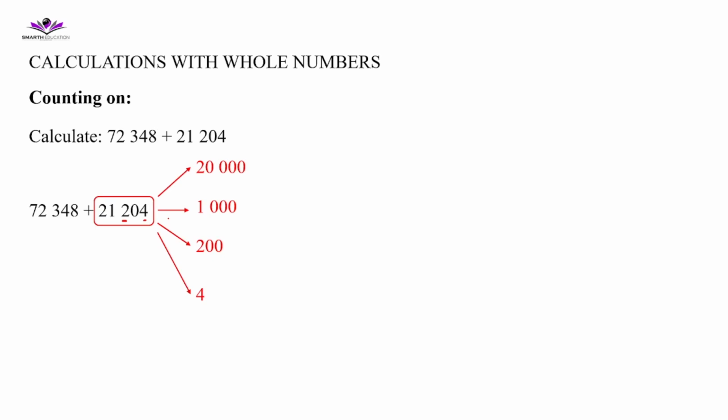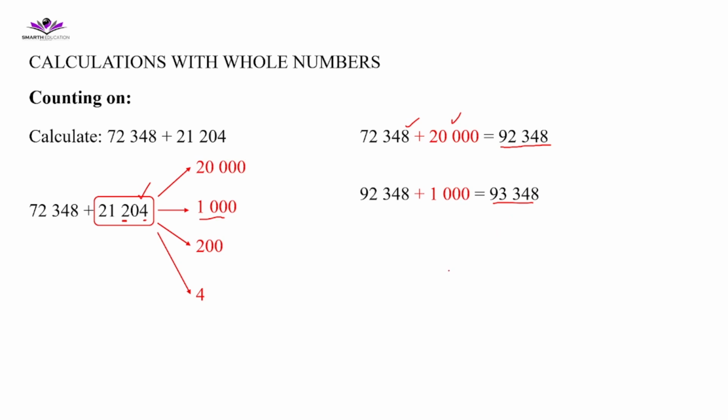Let's say you start with 72,348 plus 20,000. We have 92,348. It is very easy to add these two, right? From this number, we have added the 20,000, and then you add the 1,000, so 92,348 plus 1,000 becomes 93,348. It's very easy to add these two. And then you add the 200 to the 93,348, and you get 93,548. It was very easy to add these two.